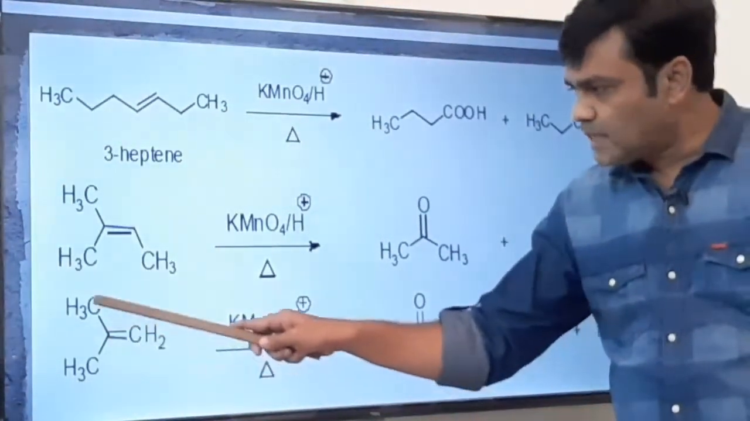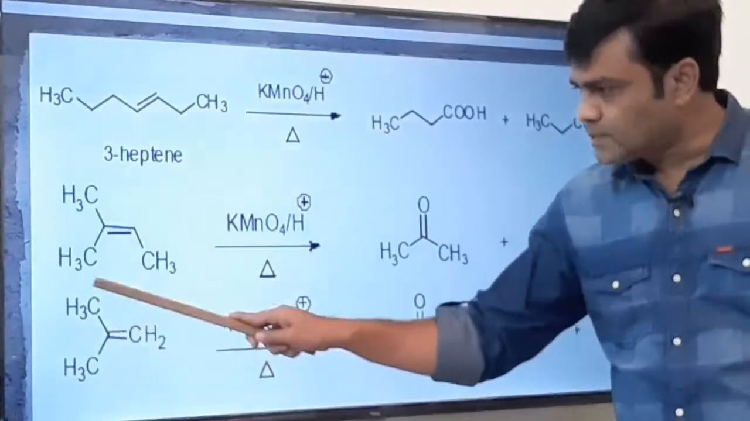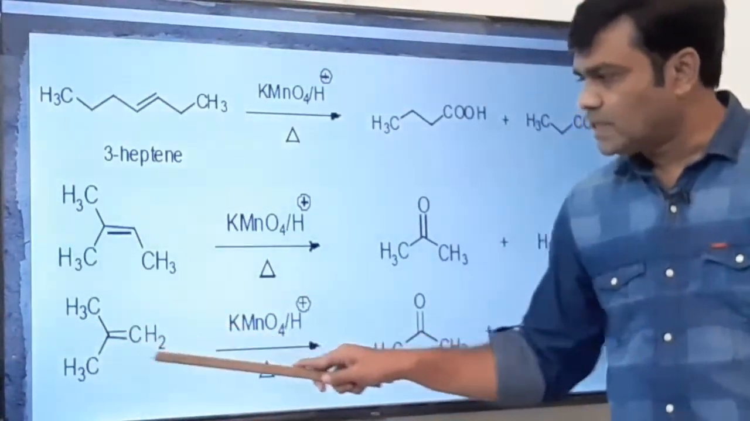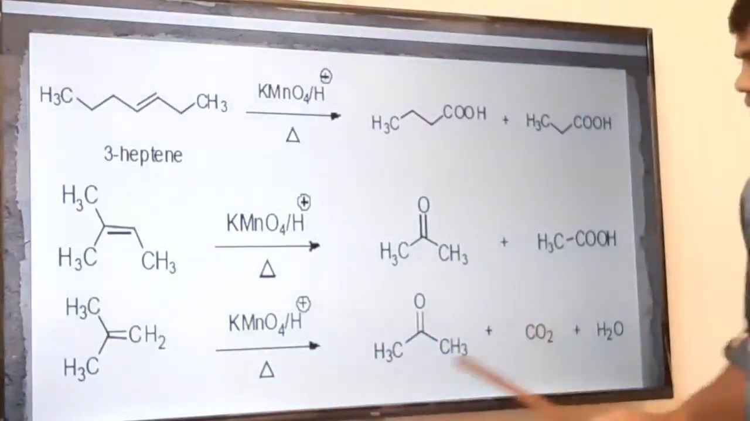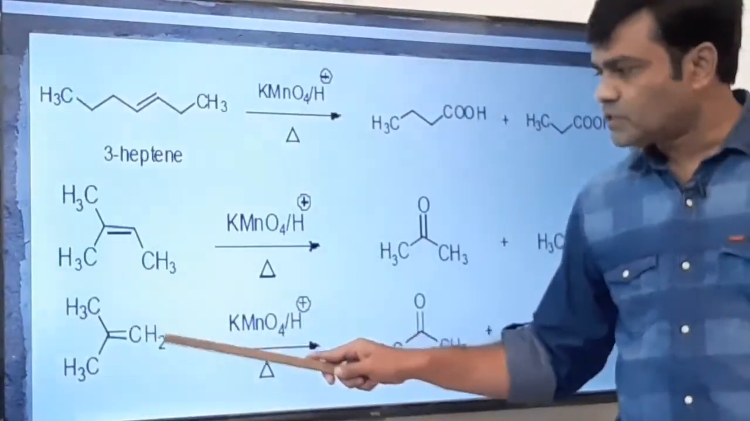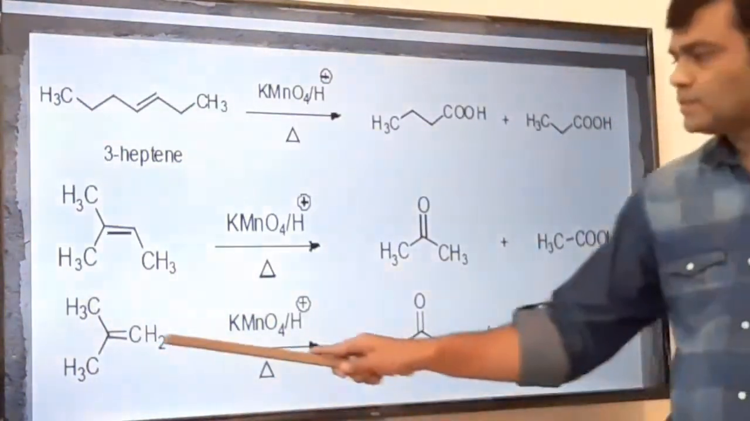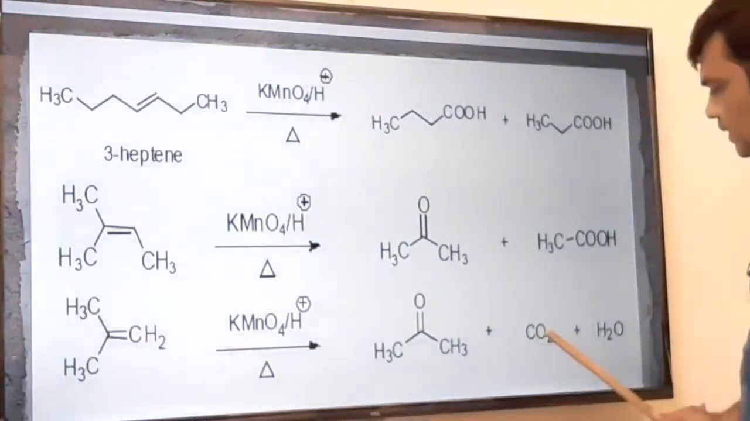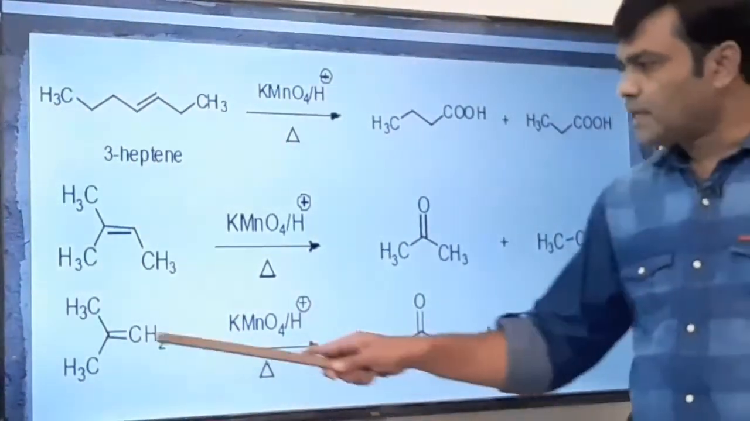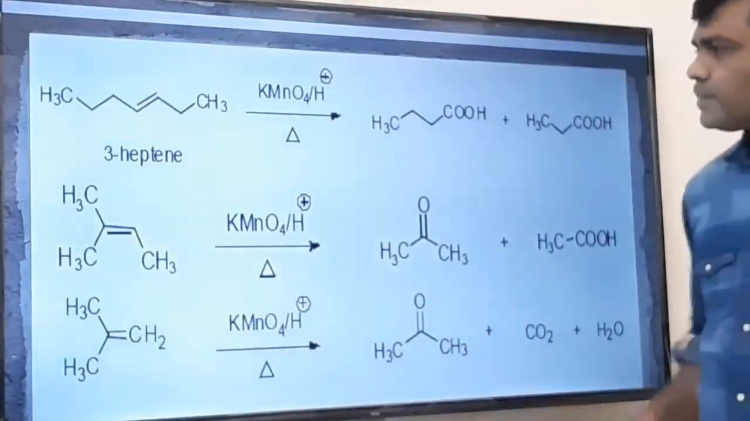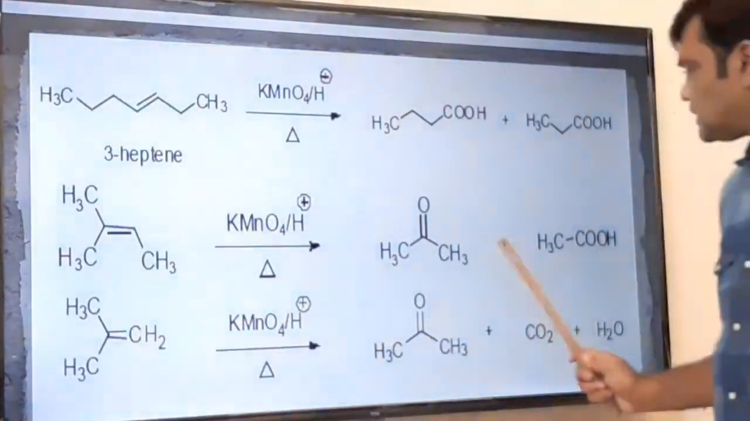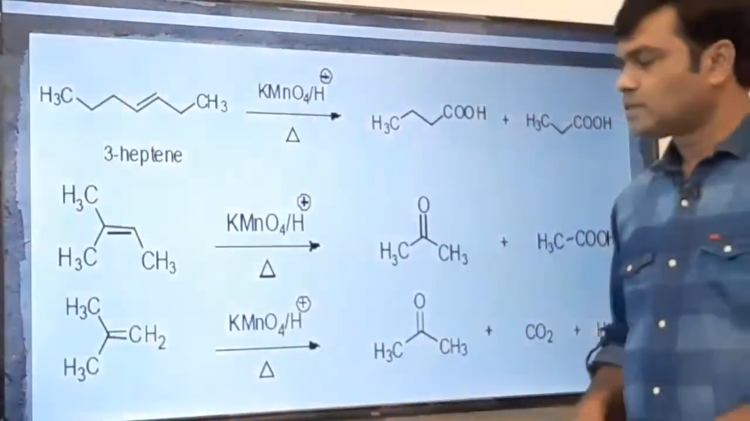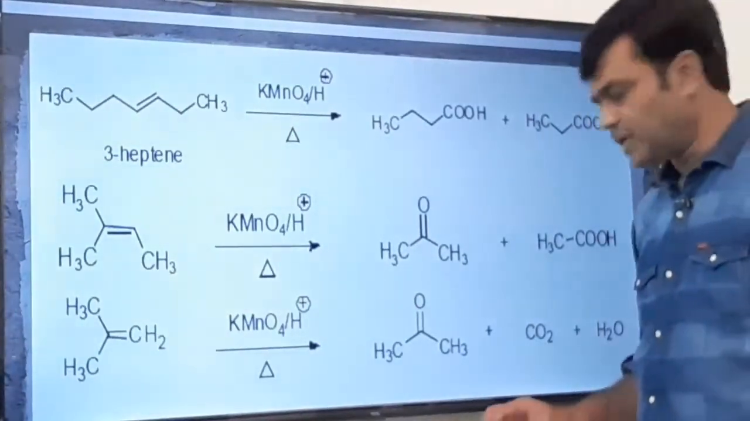See here, this carbon is disubstituted, so after cleavage it is oxidized to ketone, that is acetone, and this carbon is oxidized to carbon dioxide because it is attached to two hydrogen atoms, no substituent is there. If no substituent is attached to the carbon of the carbon-carbon double bond, then after oxidative cleavage carbon dioxide is formed. If two substituents are attached, then ketone is formed. If one substituent is attached, then acid is formed. Okay, so this is oxidative cleavage in acidic medium.